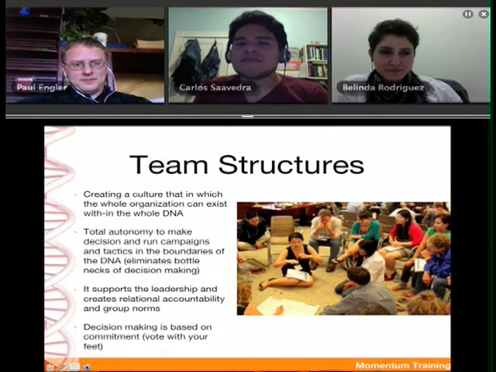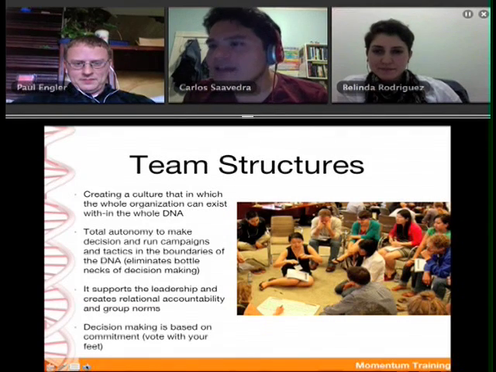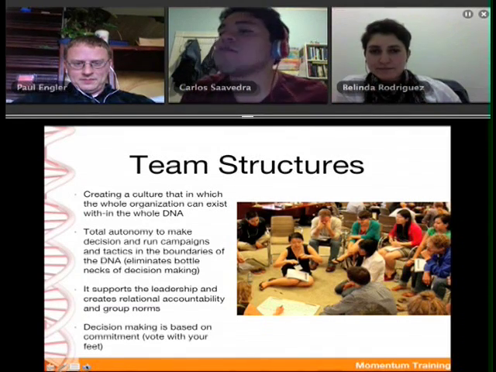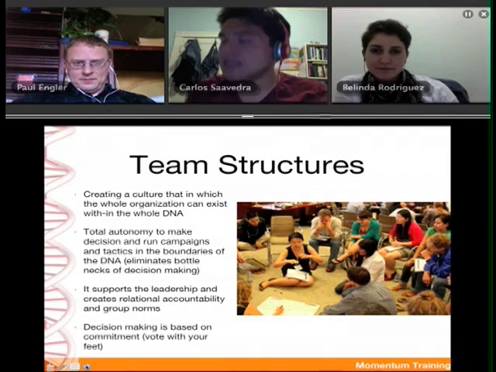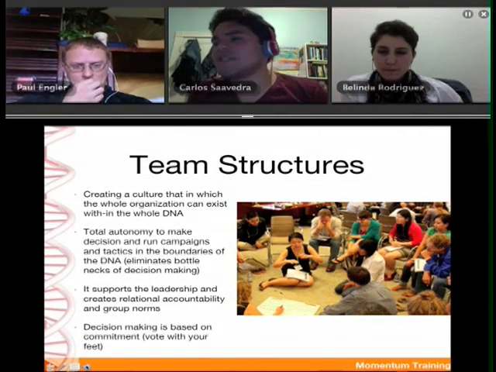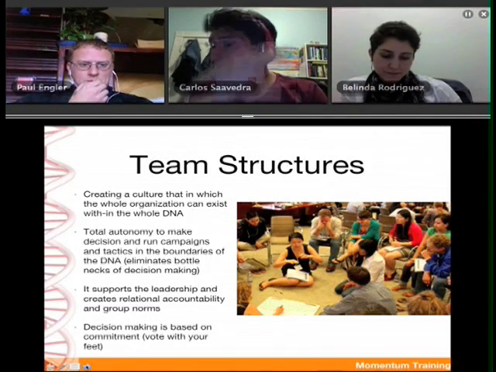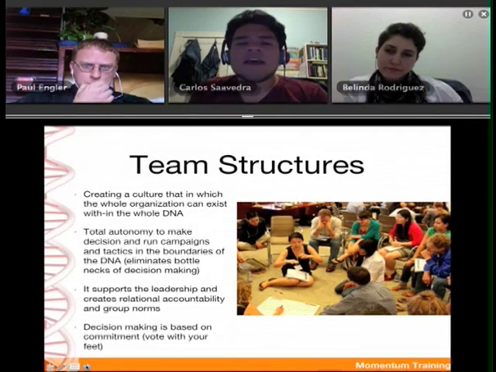So on the question of team structure, pretty much the question here is, how do we build teams that have the DNA but can run autonomous campaigns? They can do autonomous stuff with it. For example, even in the 12 step, there are the 12 traditions that really allow us to organize organizations. We can go in much more depth about this.